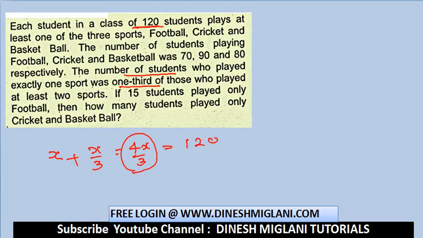3 will go into 120, 40 times. Sorry, it has 3, so 30, that is X equal to 90. X equal to 90. It means the number of students who played exactly one game is 1/3 of this, so it should be 30.